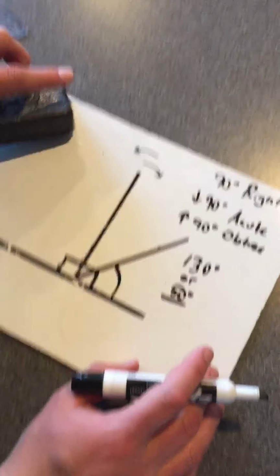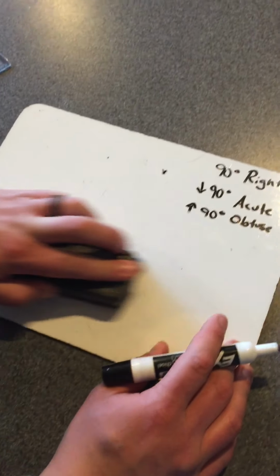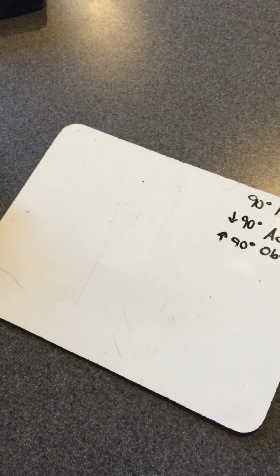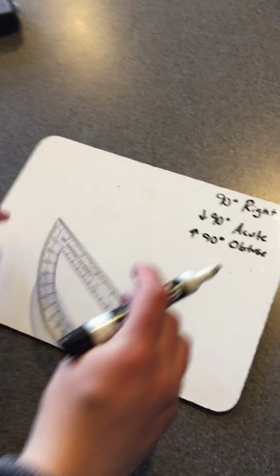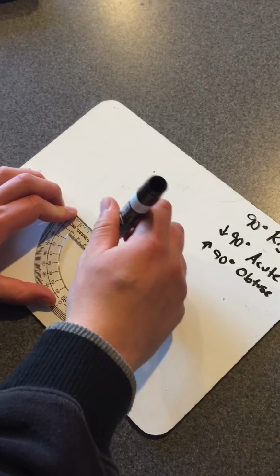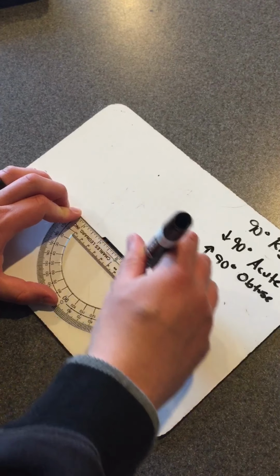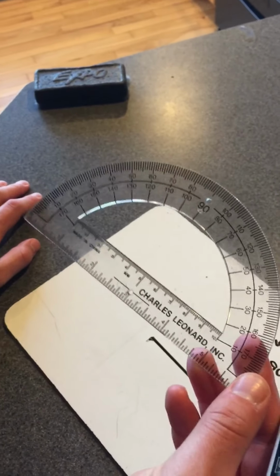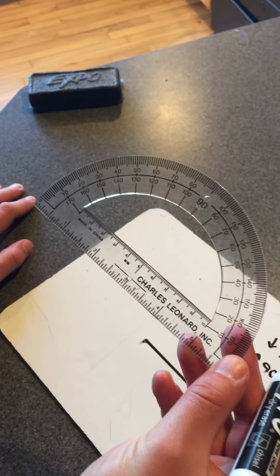Now, with a little bit more practice, I'm going to leave my writing there. I'm going to start just by making a line. Now, there could be some questions asking you, can you make a 125 degree angle? Sure you can. By using this protractor, it's always going to allow you to make whatever angle you need.